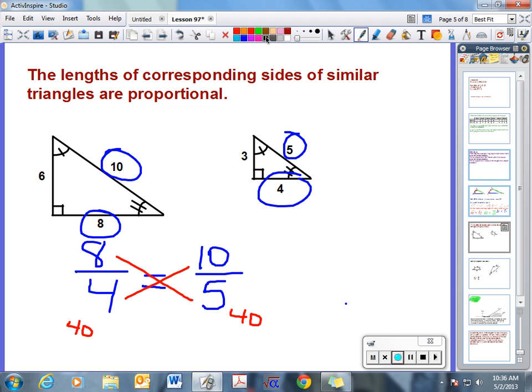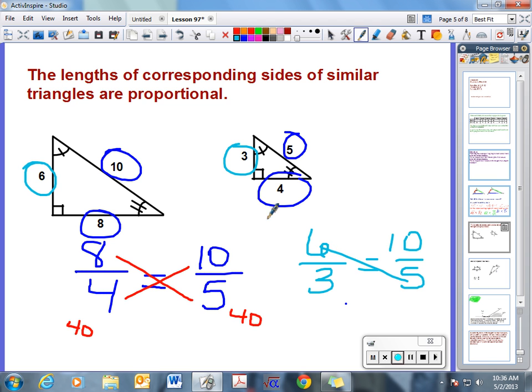Let's try this side, the 6 and the 3, and we'll go with the hypotenuse again, the 10 and the 5. Okay. Let's try our cross products. 6 times 5 would be 30, and 3 times 10 would be 30. So yes, they are proportional.